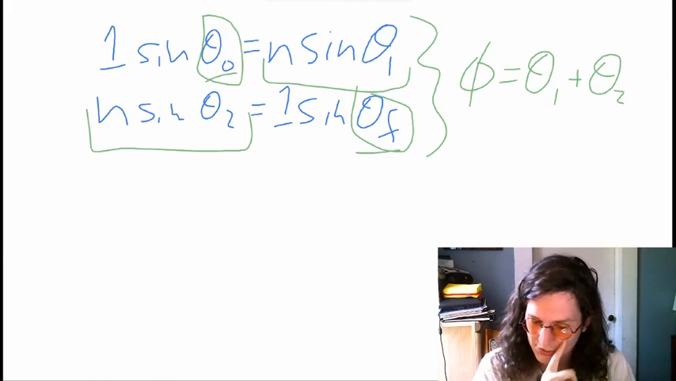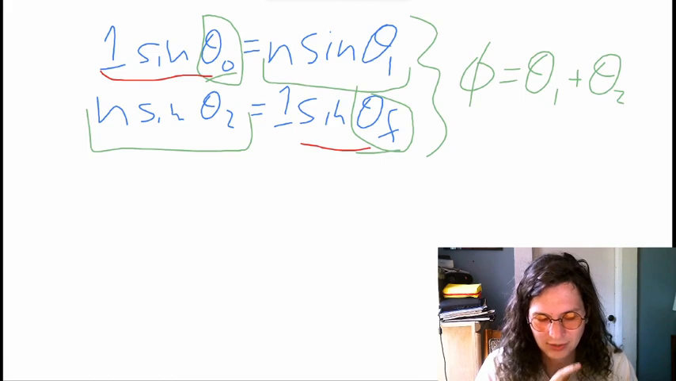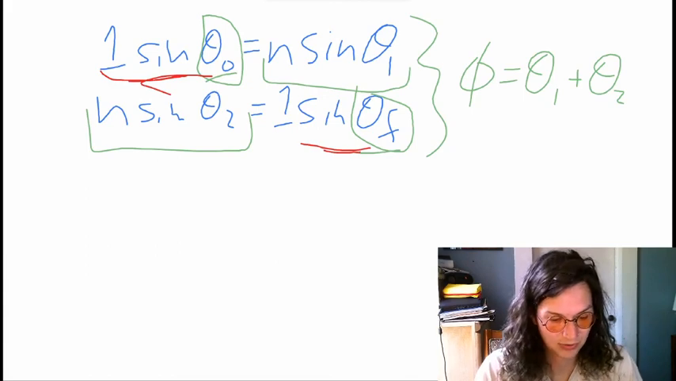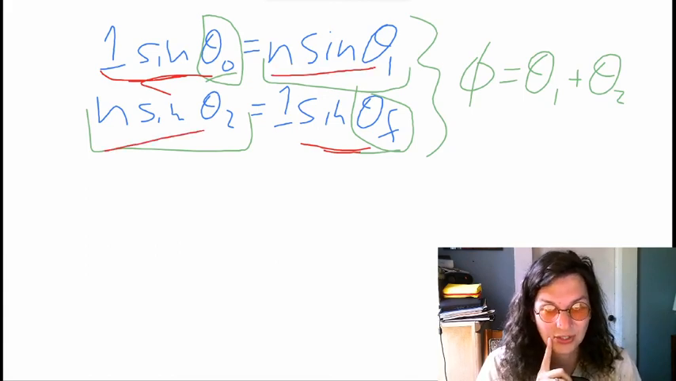It does work out. Since we have the same theta initial and theta final, that means that the left side of this equation is the same as the right side of this equation. Therefore, their opposite sides must be equal as well. So we have n sine theta 1 is equal to n sine theta 2.